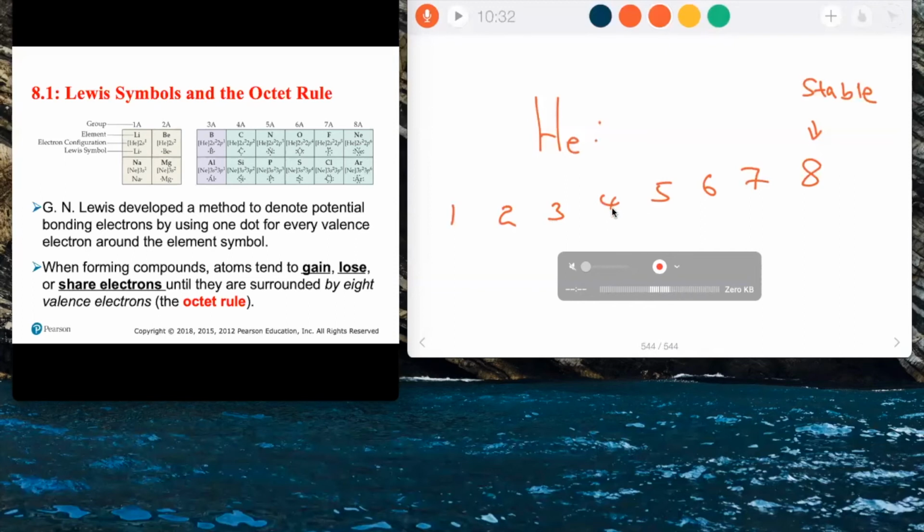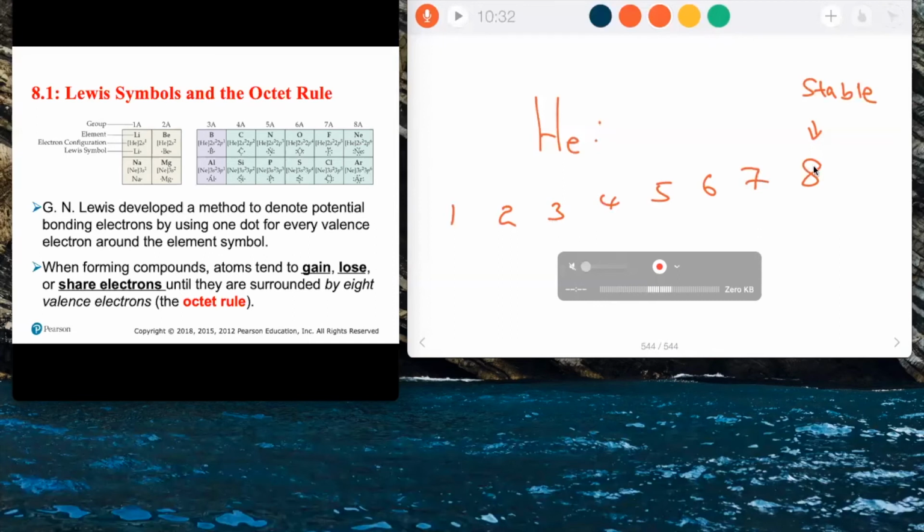Group 4 consists of non-metals, metalloids and metals. You have to be careful when you look at that. The point I'm trying to make here is we are working towards 8. So anything closer to 8 tends to gain. For example, group 7 will gain one more electron to get to 8. So it will not lose 7.